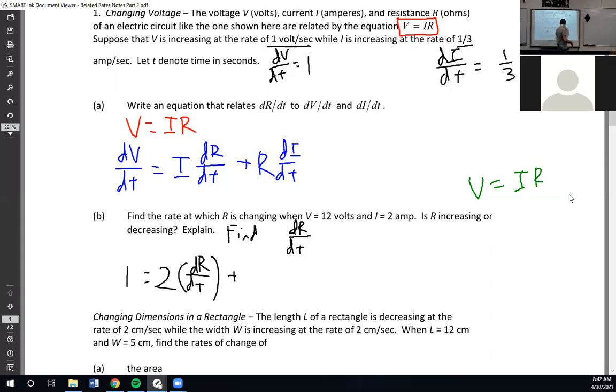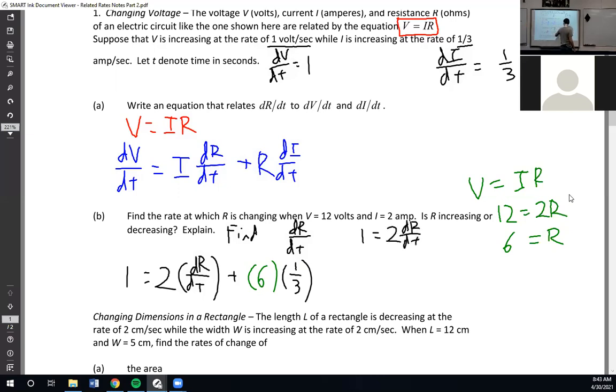So in this case, it said V is 12 and I is 2. So 12 equals 2 times R. So R would have to be 6. So R being 6 times dI/dt, and dI/dt is 1/3. And let's finish solving that equation. 2 dR/dt plus 1/3 of 6 is 2.